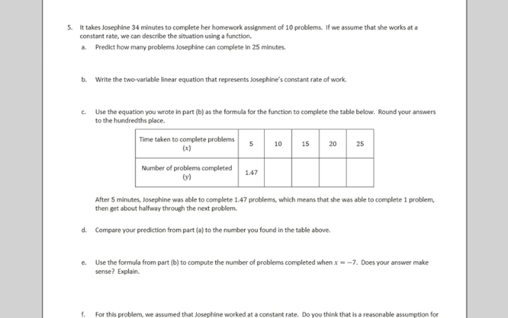Number 5, it takes Josephine 34 minutes to complete her math homework assignment of 10 problems. If we assume that she works at a constant rate, we can describe the situation using a function. Predict how many problems Josephine can complete in 25 minutes. So when I thought about this question, I said, okay, 34 minutes, 10 problems. She's working on it for 25 minutes though. How many problems would that be?